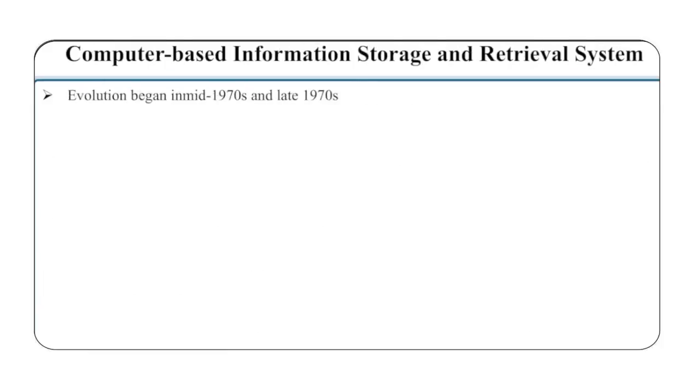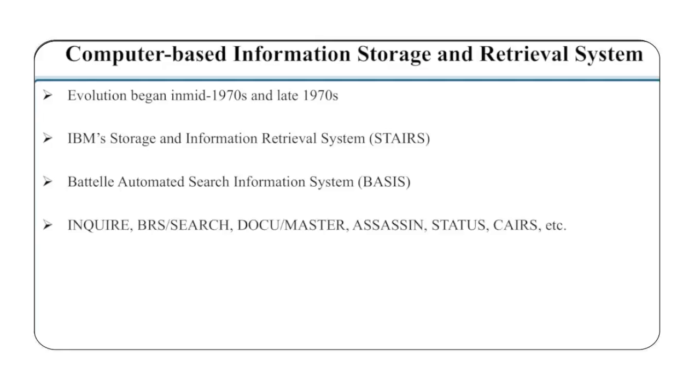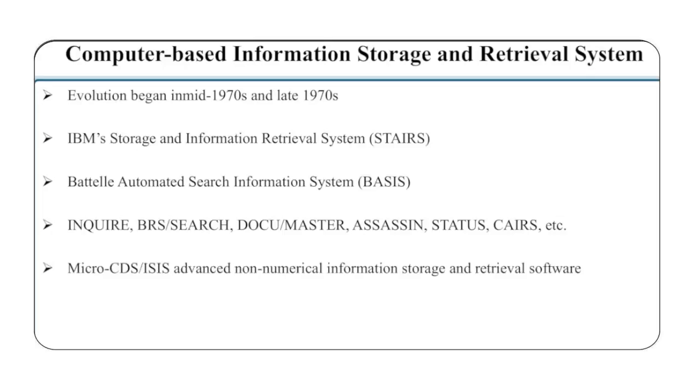Several software packages were released during the mid-1970s and the late 1970s for computer-based storage, indexing, and retrieval of documents in character-coded form. Some of the better-known text storage and retrieval packages included IBM's Storage and Information Retrieval System called STAIRS, Battelle Automated Search Information System called BASIS, Inquire, BRS Search, DocuMaster, Assassin, Status, CARES, etc.